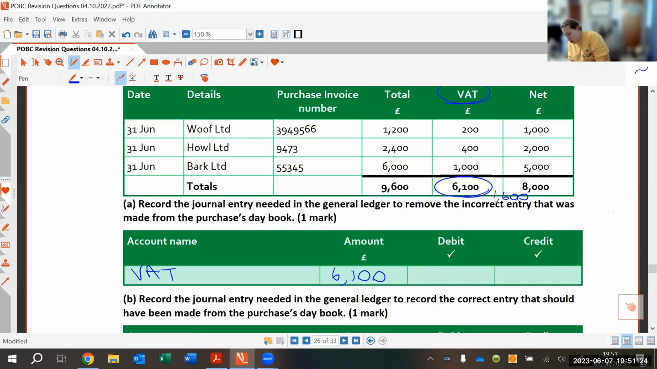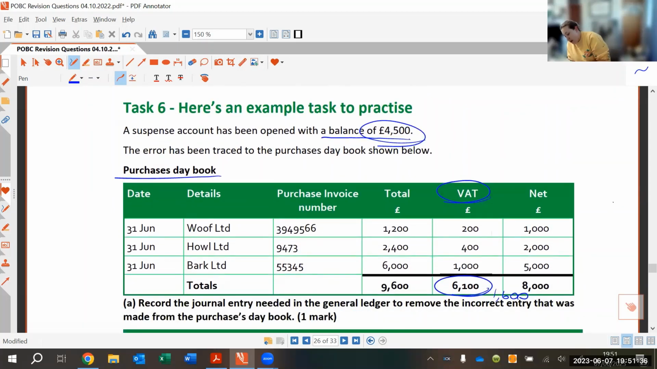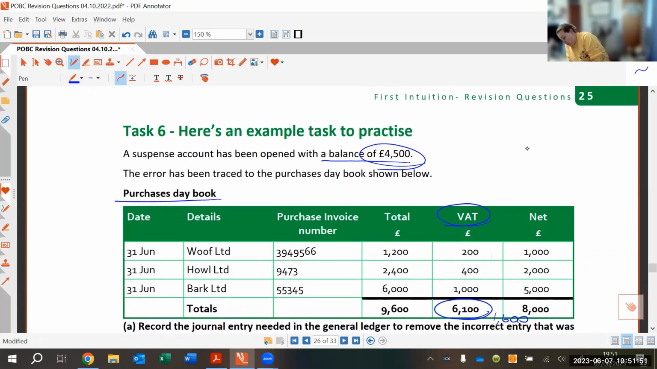Now comes the tricky bit. You now have to pull on your previous knowledge of how we would record VAT from purchases. So if we were going to enter these three totals from our purchases table into the accounts, what accounts would we be using? What would we be debiting? What would we be crediting? I'm showing you this full process so you can see. Our net would go to purchases as a debit. Our total would go to our payables ledger control account as a credit, where we're increasing that liability.